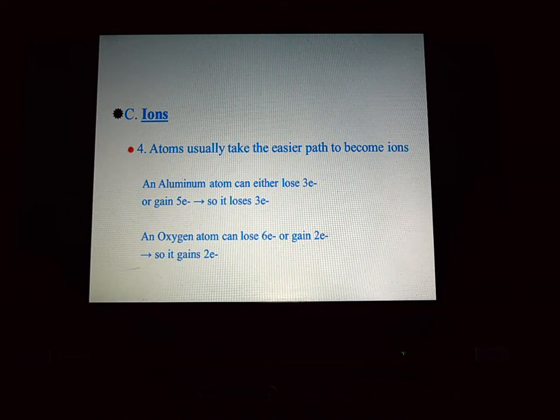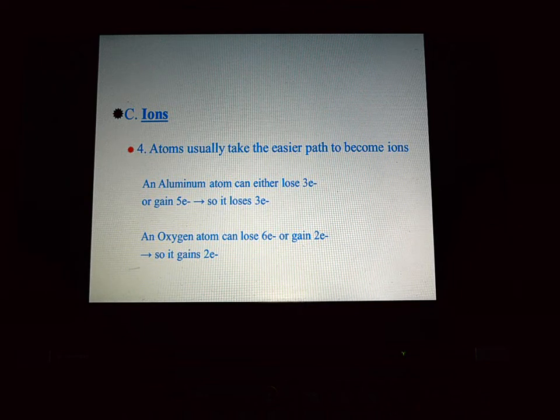That's easier than losing all 6, because whether it's losing or gaining, it's going to require a certain amount of energy, and basically that energy is what happens in the chemical reaction. There's going to be a certain amount of energy to either lose or gain electrons. And so it's going to take the easier path to get there.